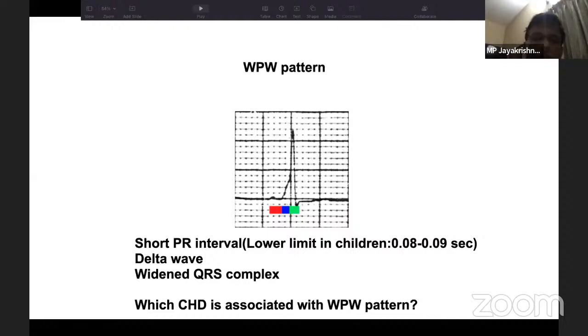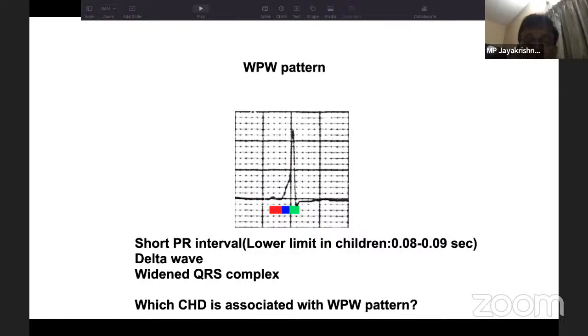So for a WPW pattern in the ECG, 3 criteria must be met. One is a short PR interval. I told you the lower limit of PR interval in children is 0.08 second. You take it as 0.08 second up to 3 years. Beyond that, it is 0.09 seconds. So this was a 9-month-old child, so 0.08 seconds is the lower limit.